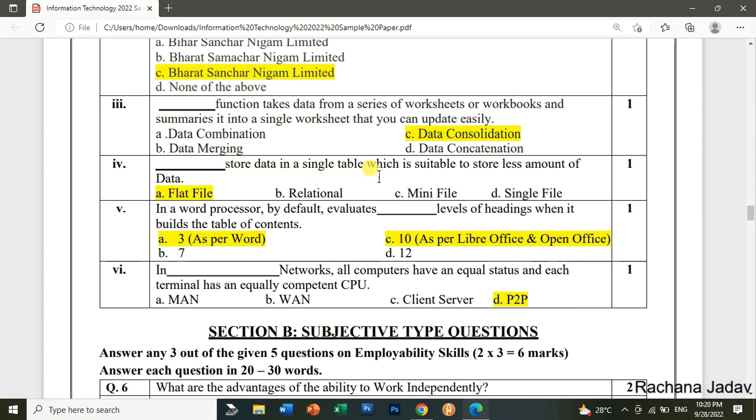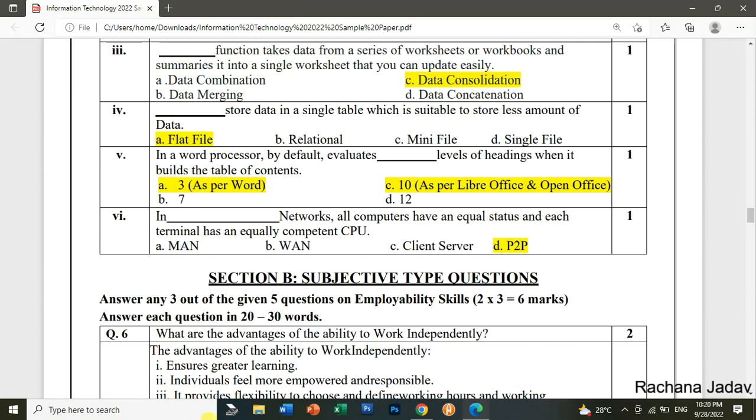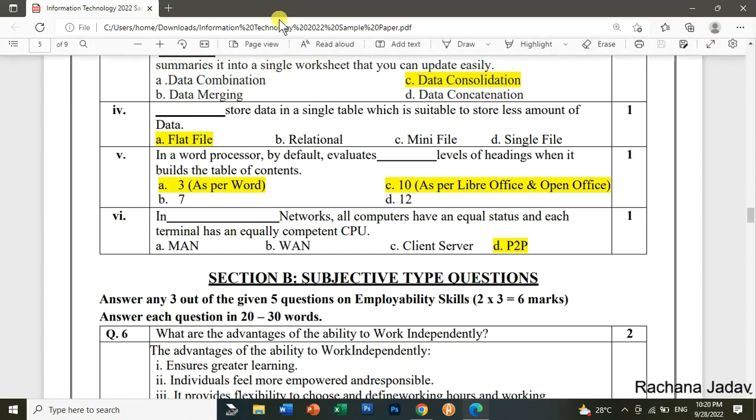Dash stores data in a single table which is suitable to store less amount of data. So flat file. There are two types, that is flat file and relational. Flat file में एक single table बनेगा, right? Relational in that you can create many tables and they will be related to each other. वो एक दूसरे से relate होंगे.